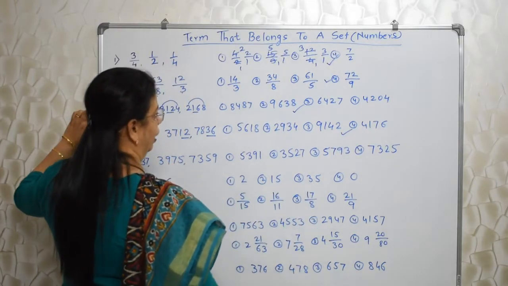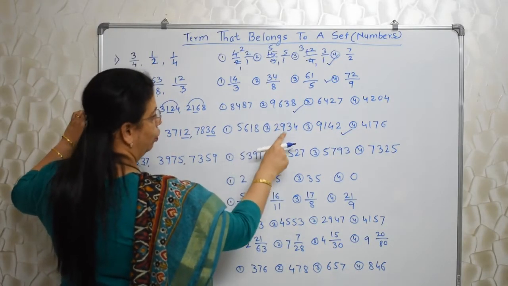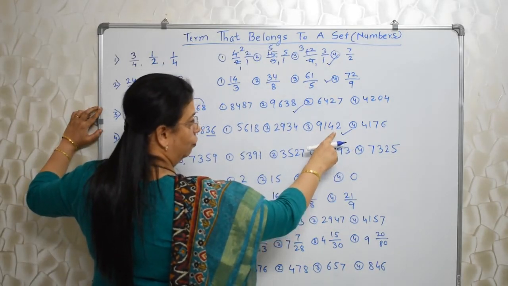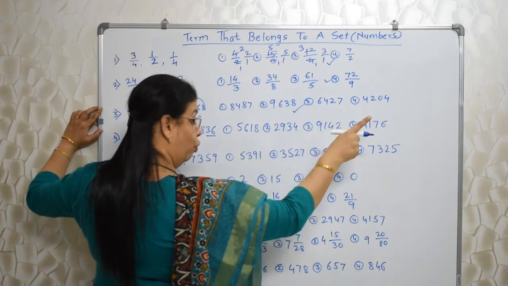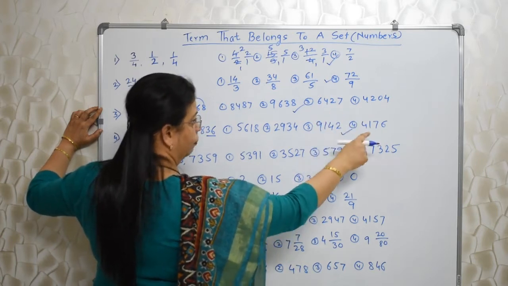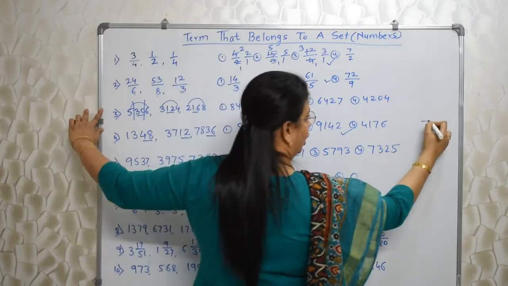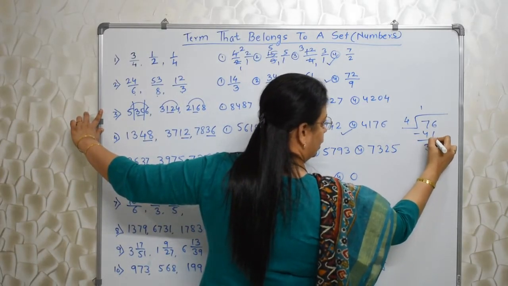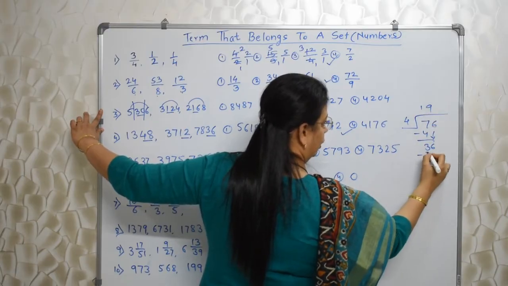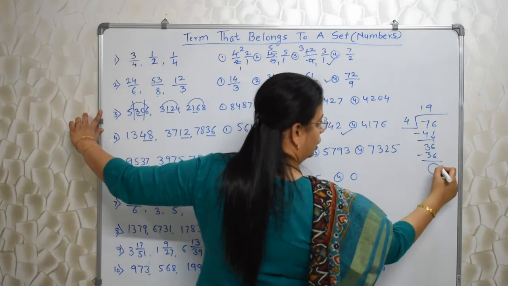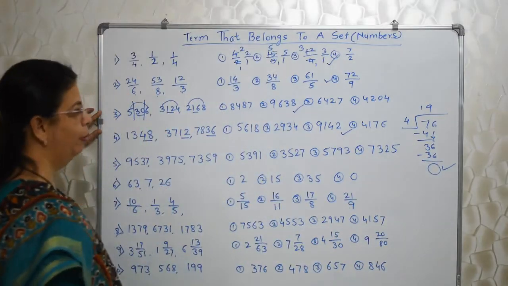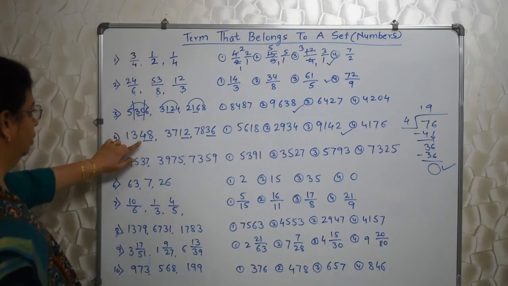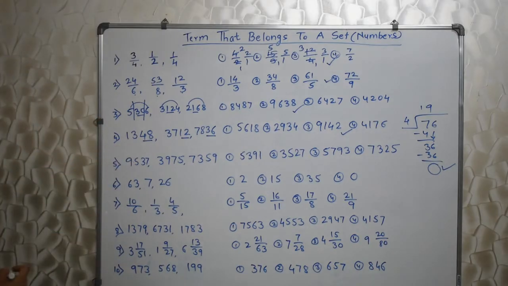Option 4 straight away. Because 18 is not divisible by 4, 34 also does not come in the table of 4, 42 also not, 44 is divisible by 4, 42 is not. So if I divide 76 by 4, 4 ones are 4, 3 left, this 6 came down, 9s are 36. 0. This is what decides whether that number is divisible by 4 or not. So option 4 is divisible by 4, like the other numbers. So the set was of divisibility of 4.